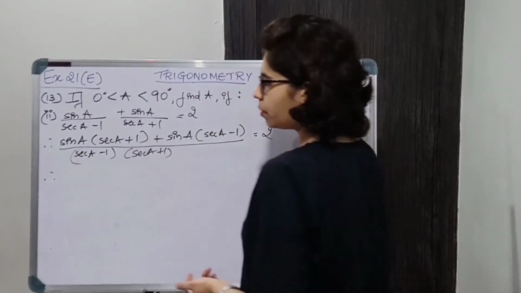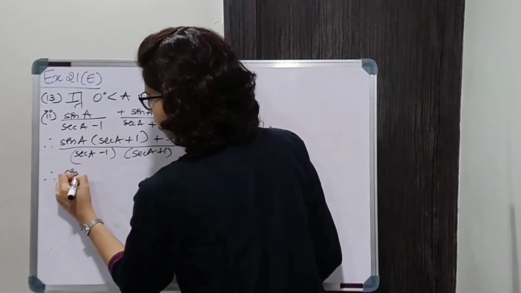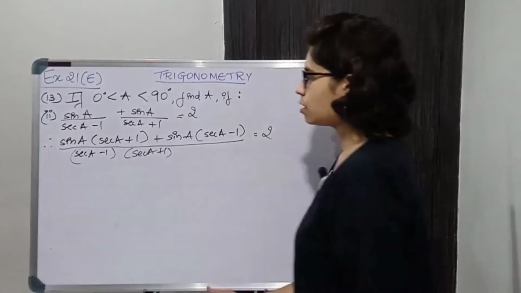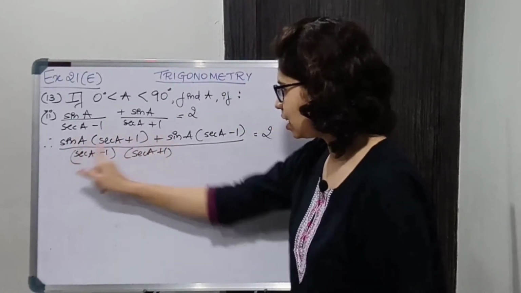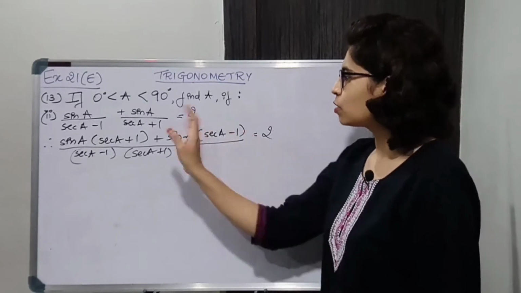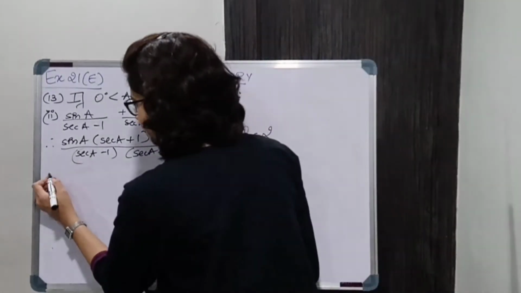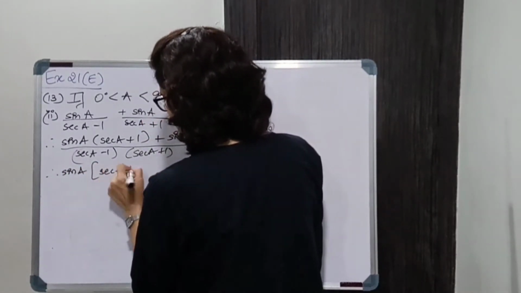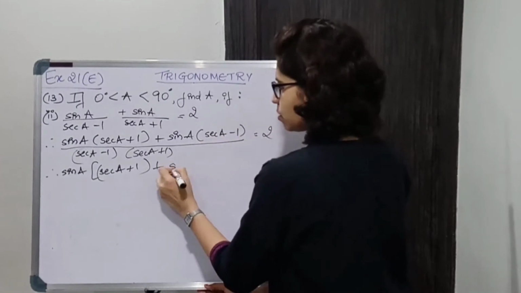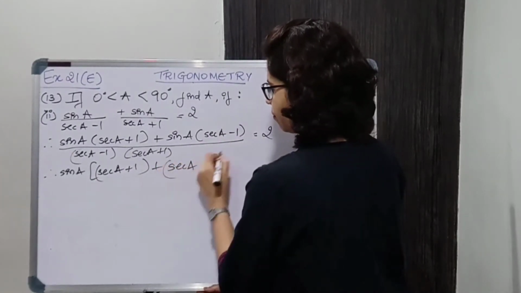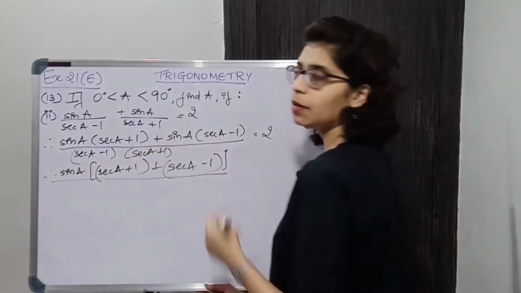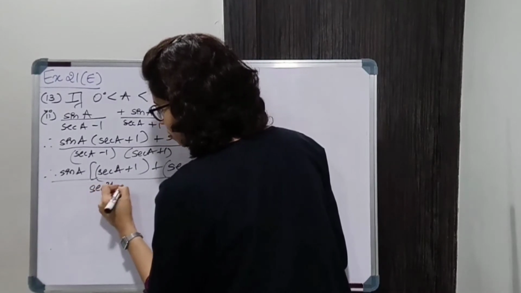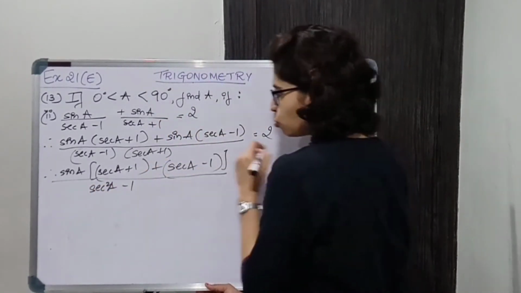We'll open the brackets over here. So sin A, okay, we won't open the brackets because here, if you notice, sin A is common. So let's take sin A common first. In the bracket, we'll be left with sec A plus 1 plus sec A minus 1. The denominator is of the form (a minus b)(a plus b), so you will get a squared minus b squared, that is sec squared A minus 1 squared, which is 1, equals 2.